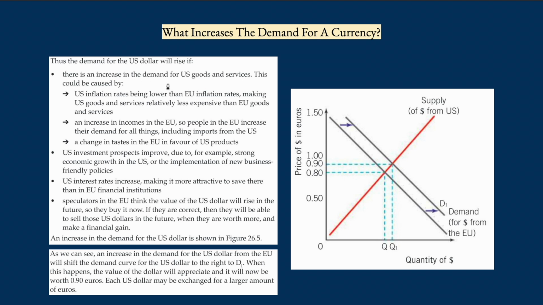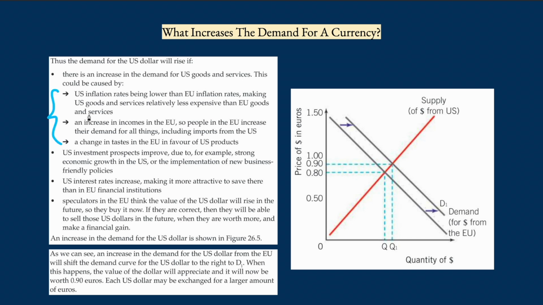The demand for the US dollar will occur if there is an increase in the demand for US goods and services. This could be caused by 3 separate things. US inflation rates being lower than EU inflation rates, making US goods and services relatively less expensive than EU goods and services, hence domestic consumers of the EU will want to import foreign products from the US. An increase in incomes of the people of the EU, so people in the EU increase their demand for all things, including imports from the US. And lastly, a change in taste in the EU in favor of US products.